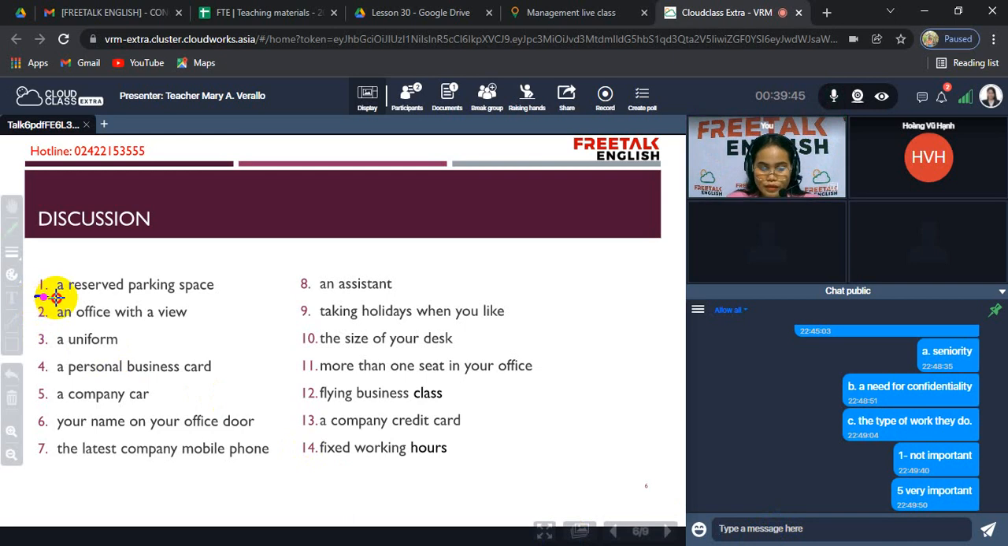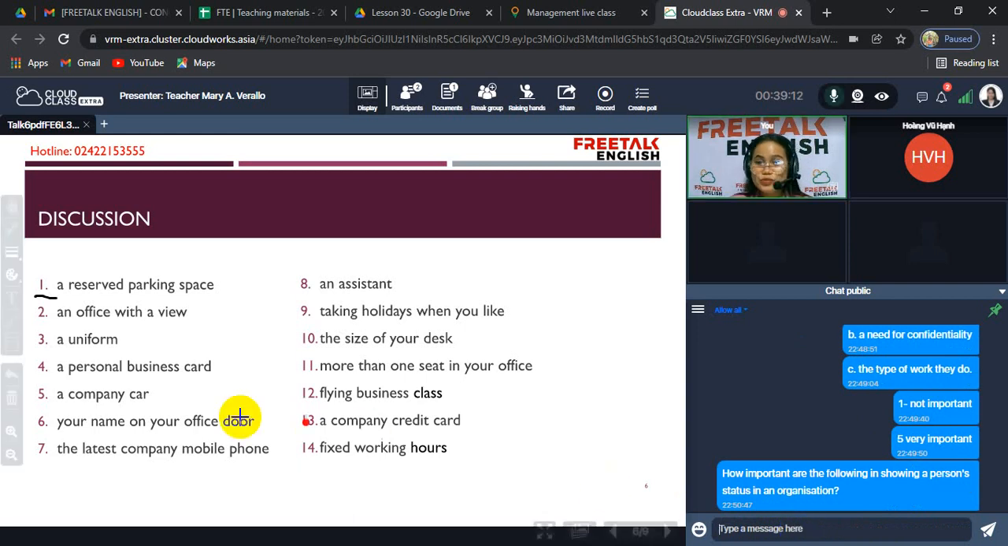Let's start from this one. How important are the following in showing a person's status in an organization? I will type the answer. Do you understand? For example, for number one, a reserved parking space, if it is very important, I will give 5 points. Okay, do you understand?